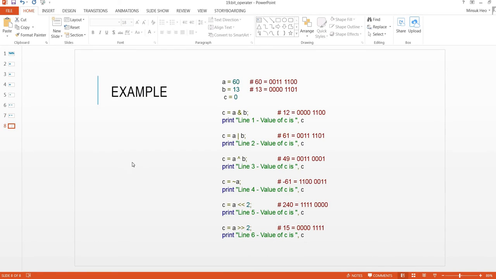So here's the example. When we have 60, it means 0011100, and 13 means 0000011101. When we do the AND operation here, 0 and 1 is 0, 0001100000. So the result is here, and so on.